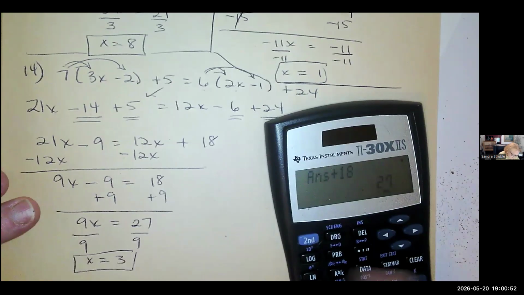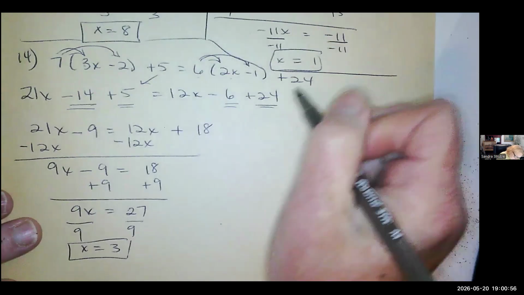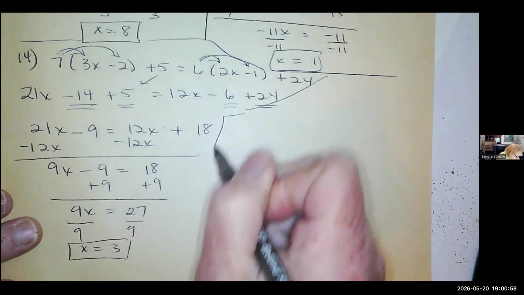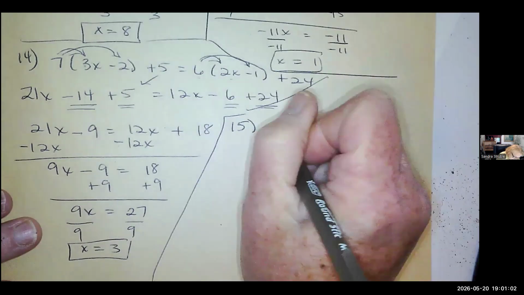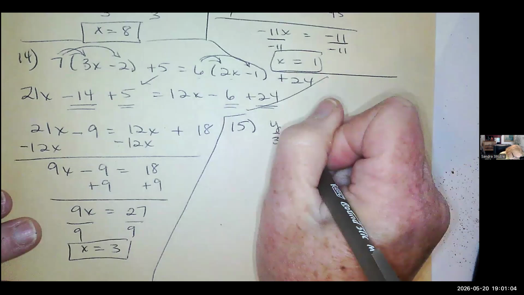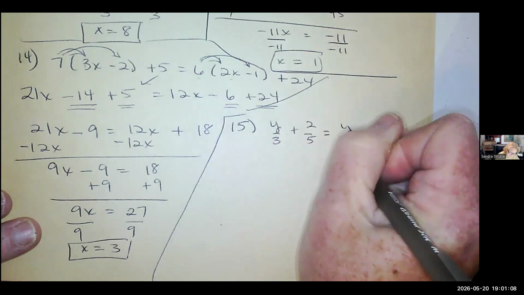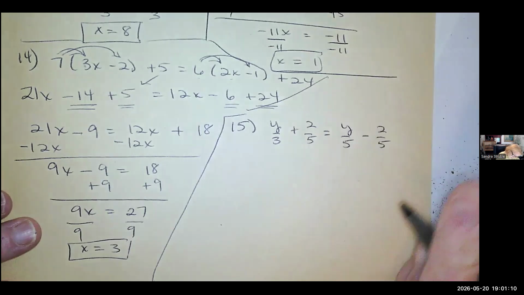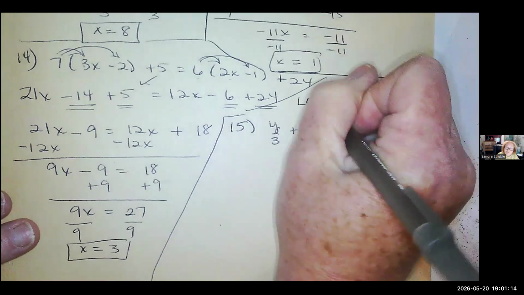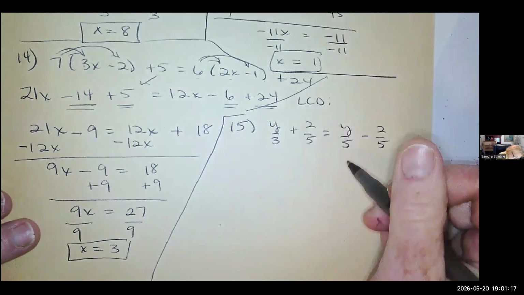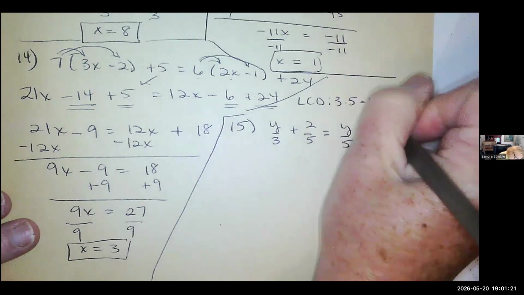And let's go ahead and do 15 here. y divided by 3 plus 2 divided by 5 equals y divided by 5 minus 2 divided by 5. Well, 3 and 5 are the LCDs because each term either has a 3 or it has a 5. So 3 times 5 is 15. Multiply each term by 15.